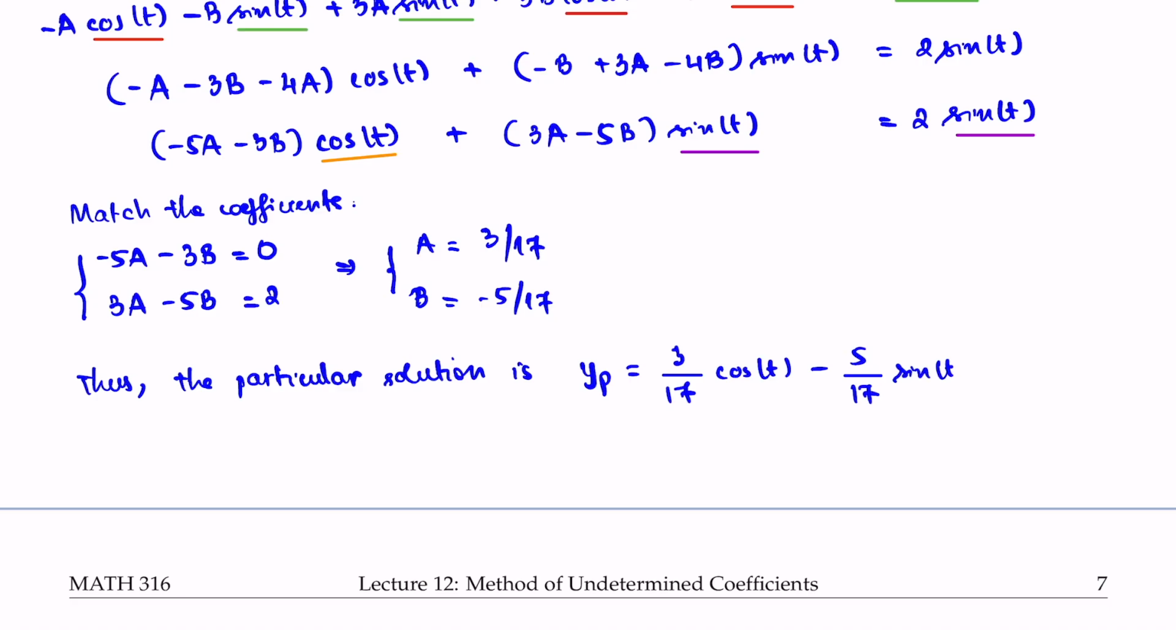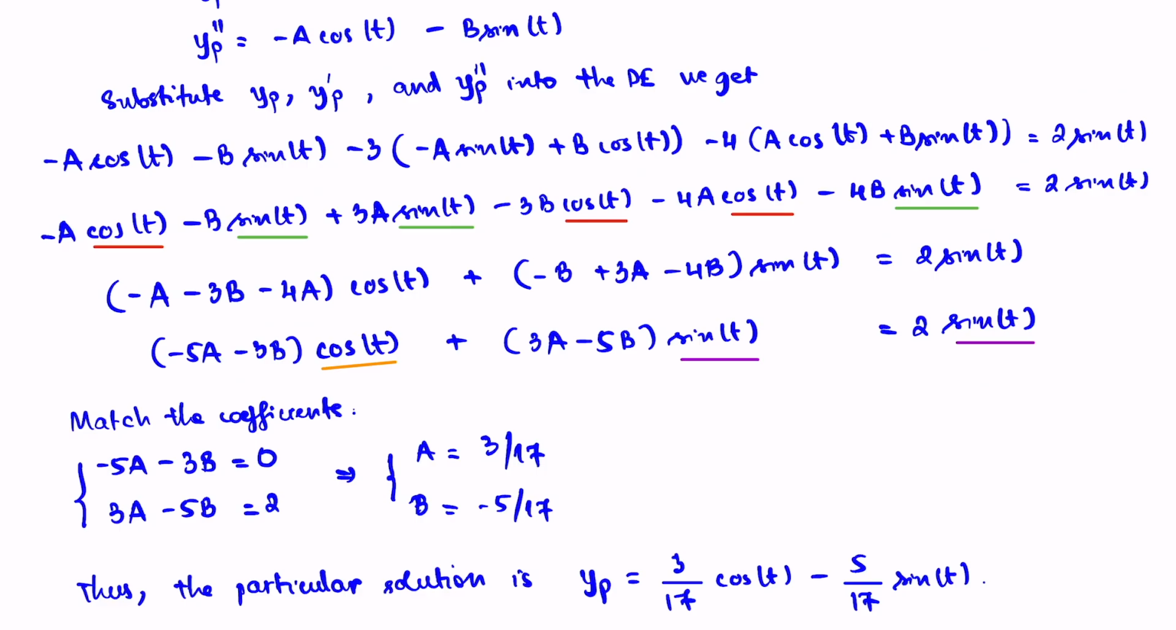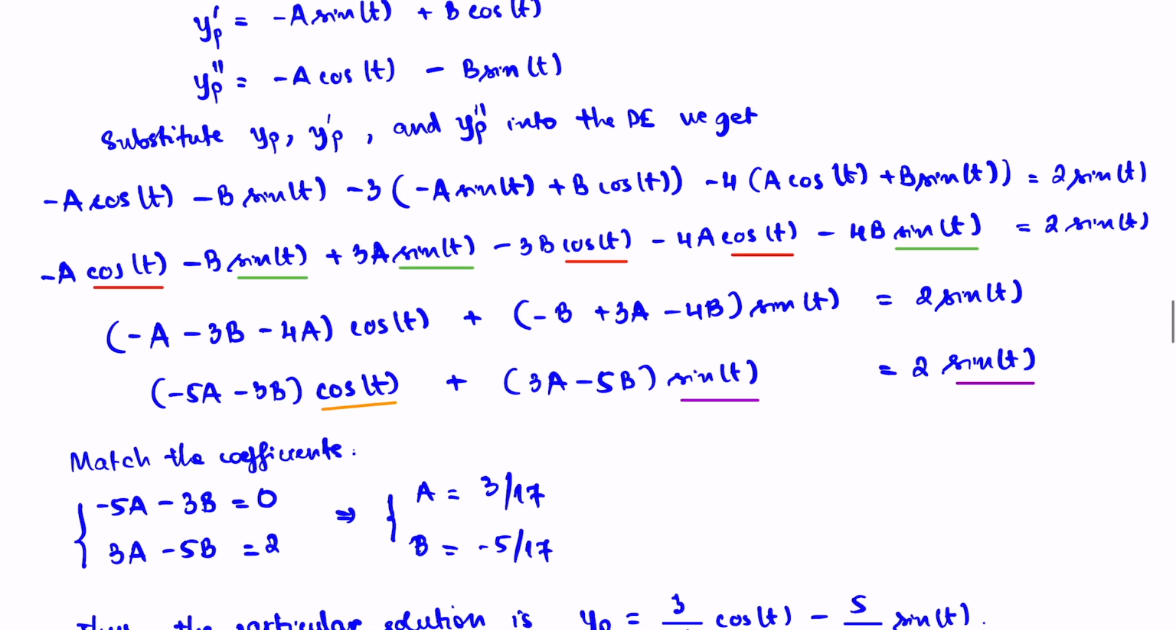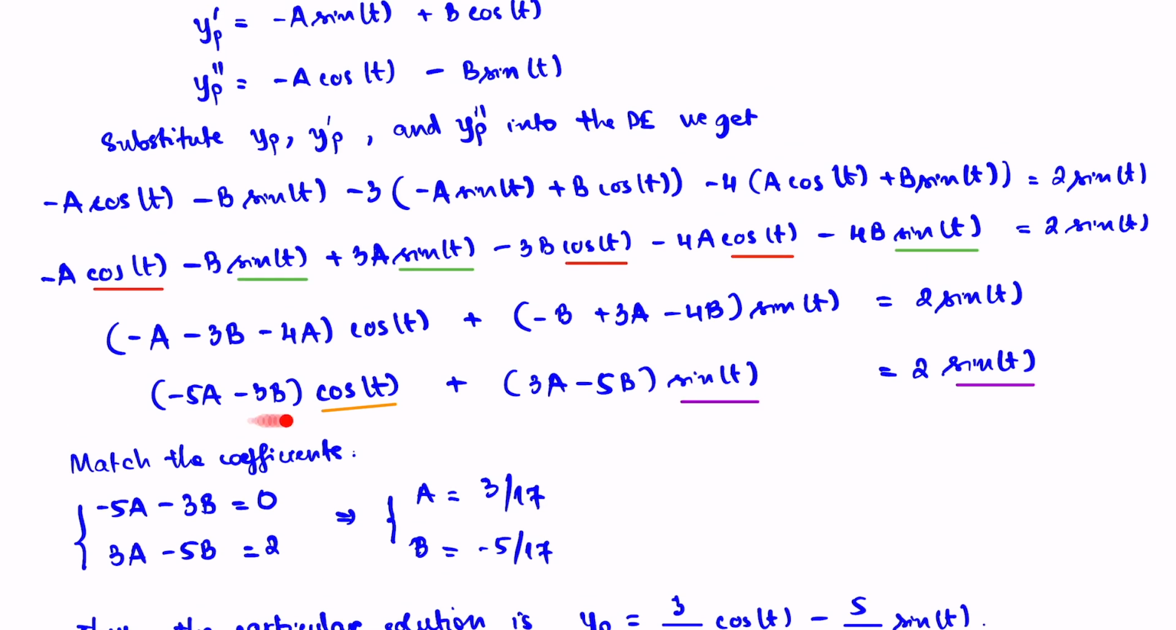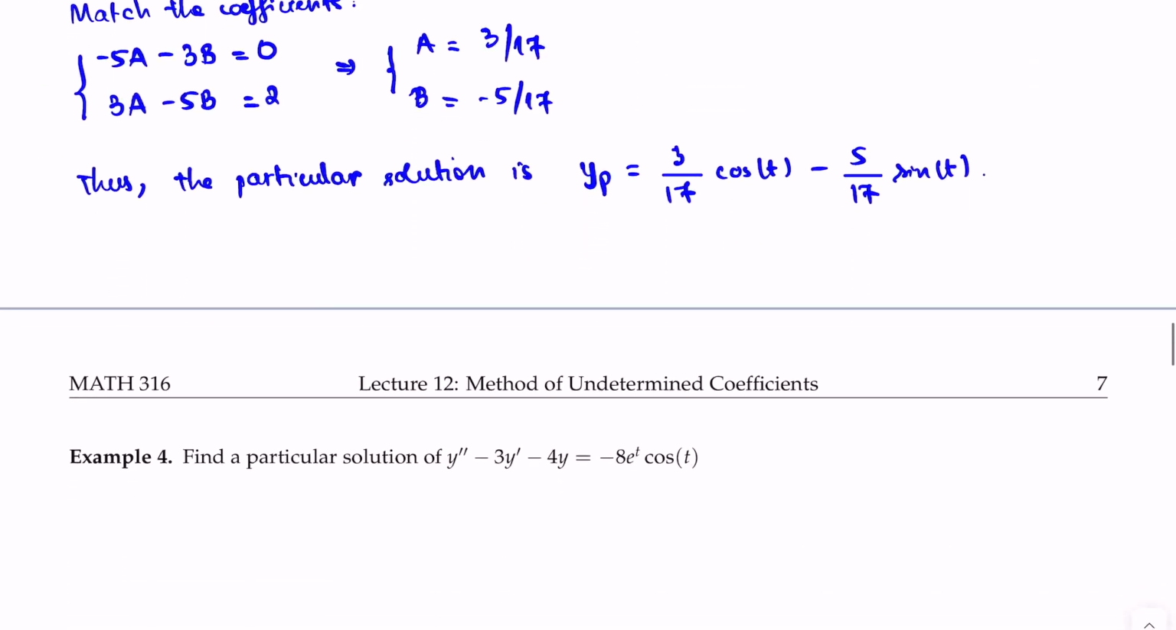of t. Alright, so that is the procedure of undetermined coefficients, where you make a guess on the particular solution, substitute y sub p, y prime sub p, and y double prime sub p into the differential equation, and you will arrive at a resultant equation where you can match the coefficients on both sides of the equation to find the values of the undetermined coefficients a and b in this case. Okay, let's move on to another example.